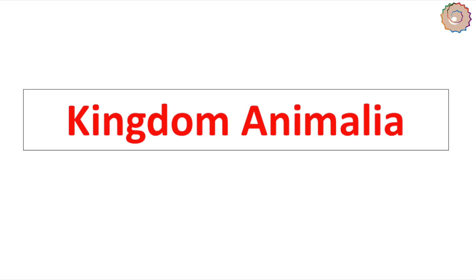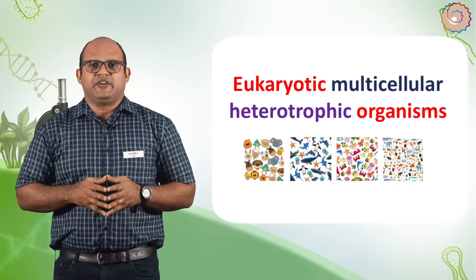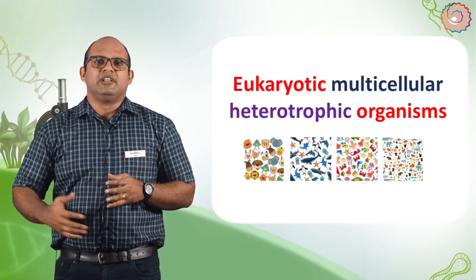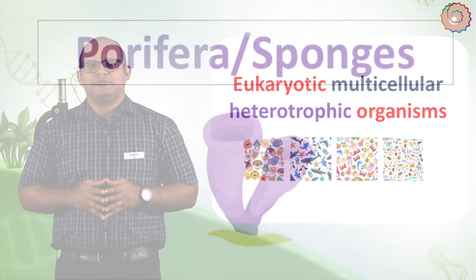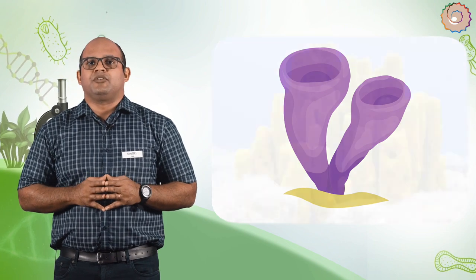Kingdom Animalia. As we discussed earlier, these are eukaryotic, multicellular, heterotrophic organisms that lack a cell wall. We can further classify these creatures based on more derived body plans and physiology. Let's begin with the most primitive form, the porifera or the sponges. The porifera are the oldest known group of multicellular organisms in existence.